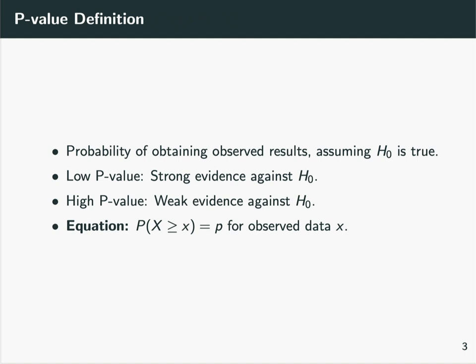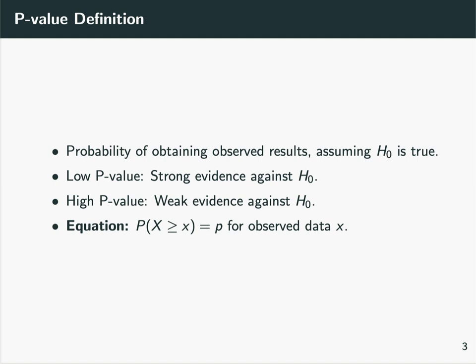The p-value is a probability measure that quantifies the evidence against the null hypothesis. It represents the probability of obtaining a result as extreme or more extreme than our current data, assuming the null hypothesis is true. A low p-value indicates strong evidence against the null hypothesis, while a high p-value suggests weak evidence against the null hypothesis.